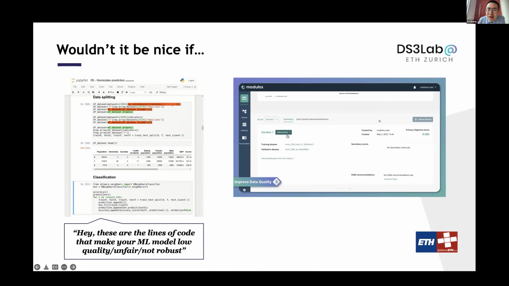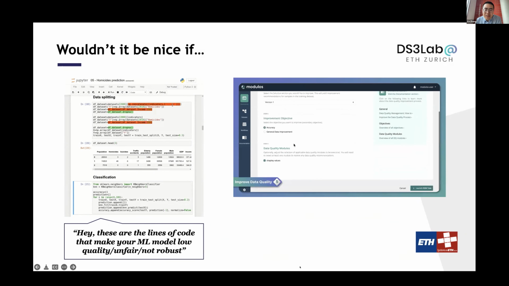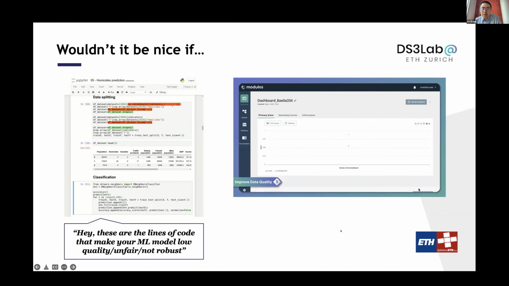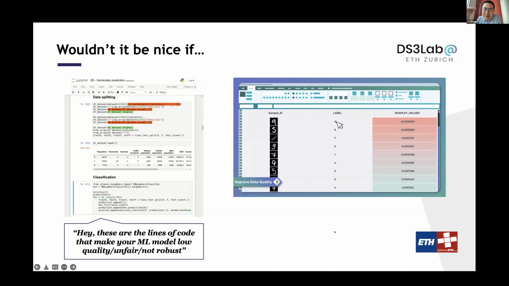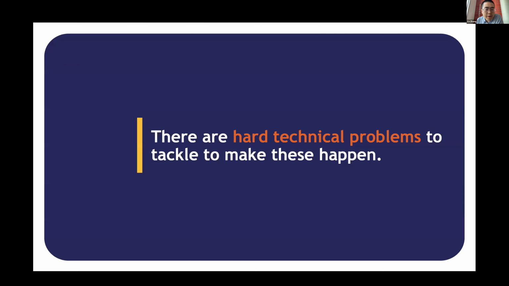Wouldn't it be nice if every single AutoML system had this magic button called improve data? And once you click that and select the model quality dimension that you want to improve, we have this magic list of data examples ordered by importance and say, okay, if you really want to improve your model accuracy, these are the data examples you should look at because they are hurting your model. So this is what we want to build. But again, there are a lot of hard technical problems that we have to tackle to actually make this functionality happen.